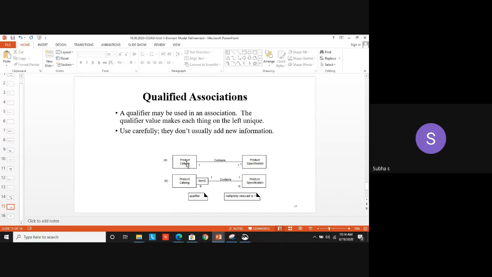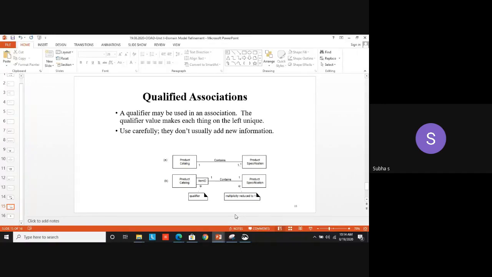Let's see this one. Normally we draw like this. A product catalog contains what? One-to-many product specification. But under the product catalog, you can have the qualifier as item ID. So one item ID contains how many specifications? Only one specification. Here multiplicity is also reduced. In general I have mentioned one-to-many product specification. But how am I specifying the product? Through item ID. Here item ID is your qualifier.